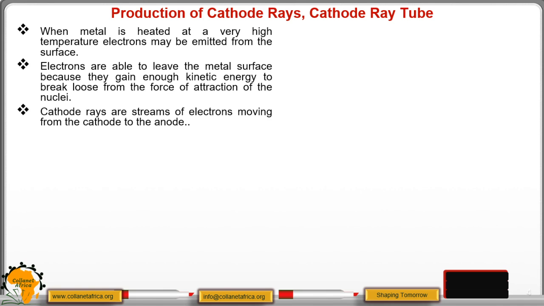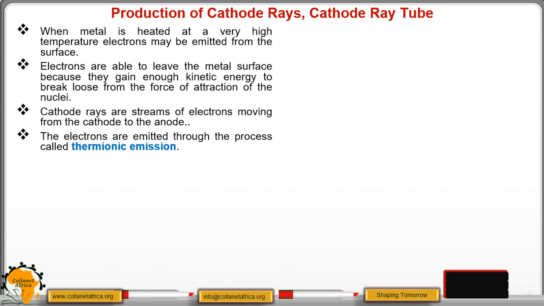Now the electrons that are released, when they move in a stream or when they are attracted by the anode, form what we call the cathode rays. So cathode rays are defined as streams of electrons that are moving from cathode to anode. Remember, cathode is the negatively charged plate and anode is the positively charged plate. So the cathode gives us the electrons, then the anode attracts them, and when they are attracted they move in a stream, and that gives us what we call the cathode rays.